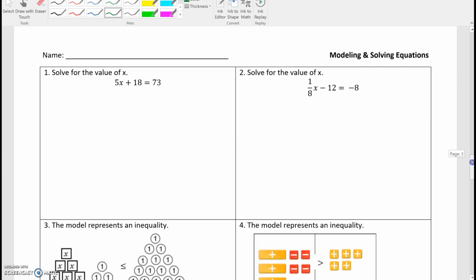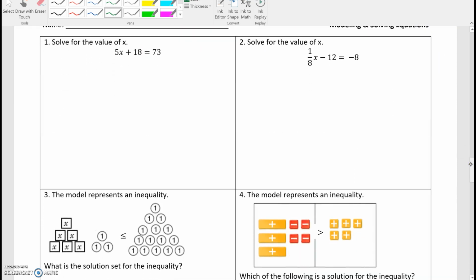So now that you have some notes and a little reminder, let's go ahead and take a look at a couple of problems, and then you guys are going to be super great on your own. So number 1, you guys should be able to solve. Number 2, I know you guys don't like fractions, so I'll go ahead and do that one with you.